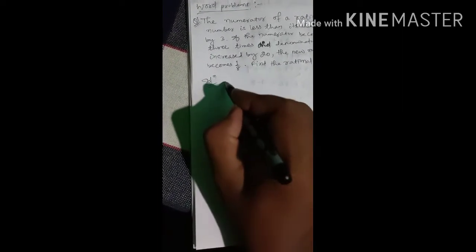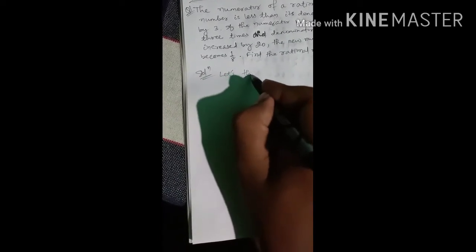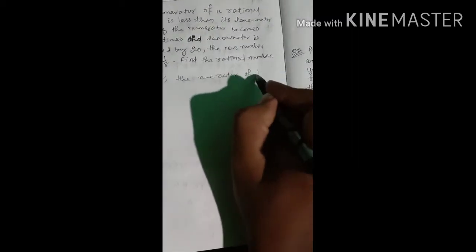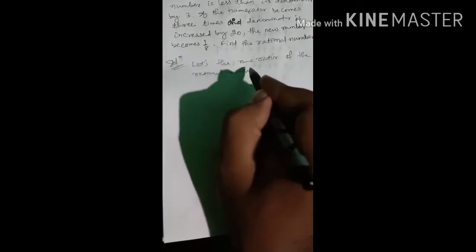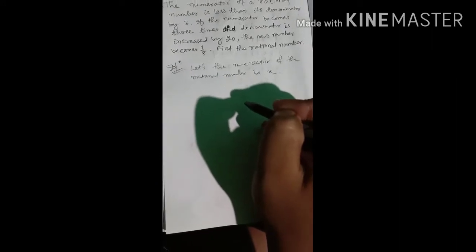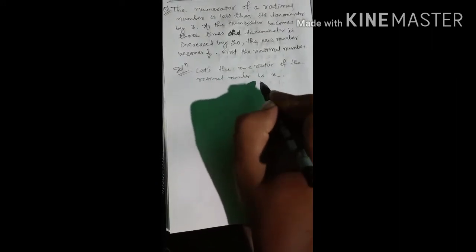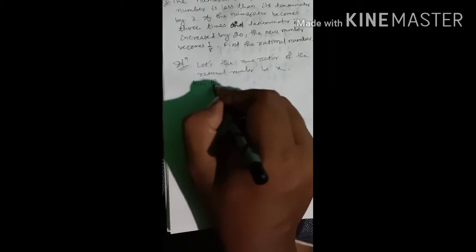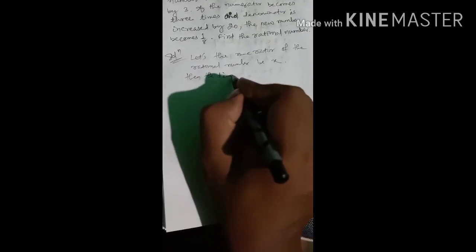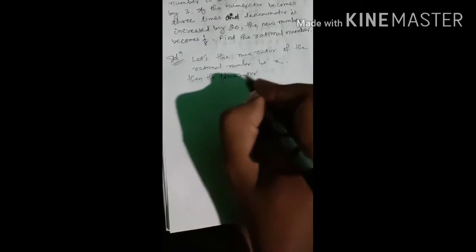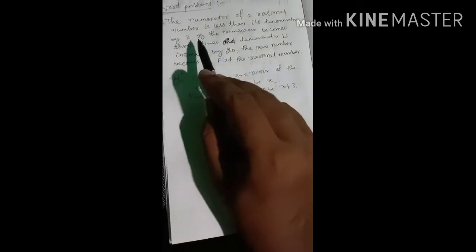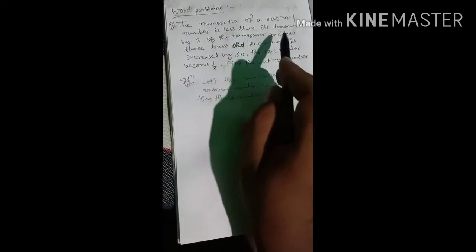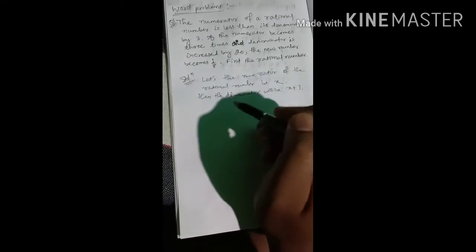First of all, let us assume the numerator of the rational number to be x. If the numerator of the rational number is x, then the denominator will be x plus 3 as per the question, because it is written here that the numerator of the fraction is less than the denominator by 3. So if the numerator is x, then the denominator will be x plus 3.